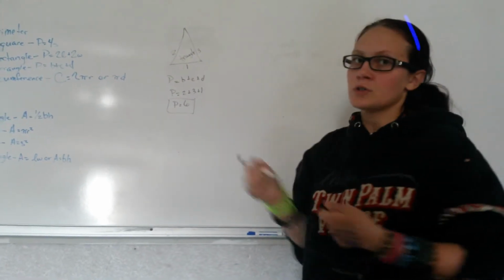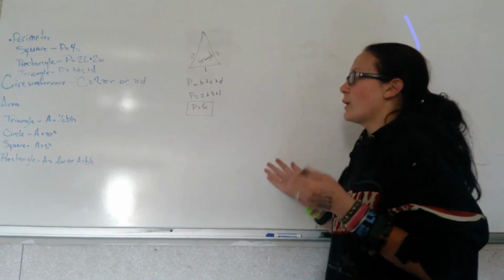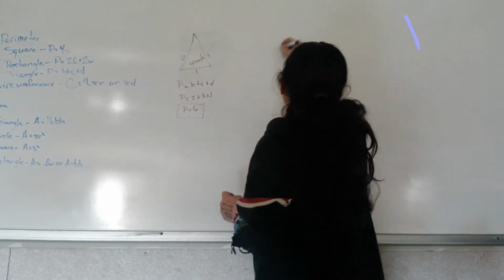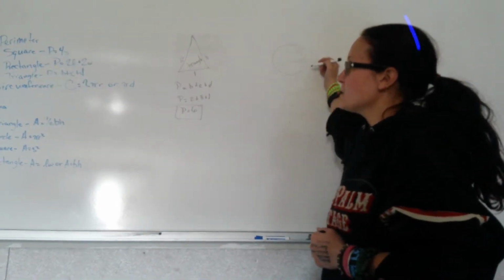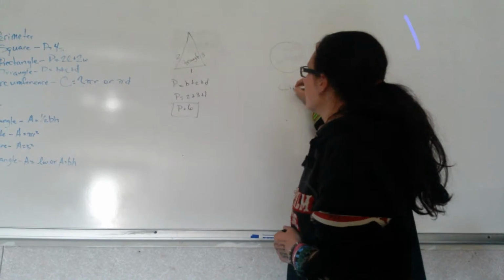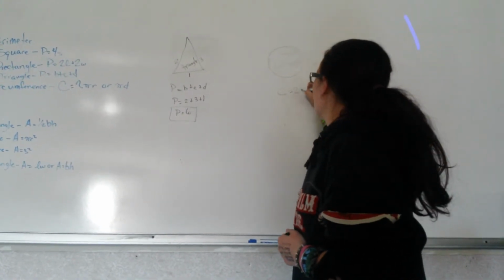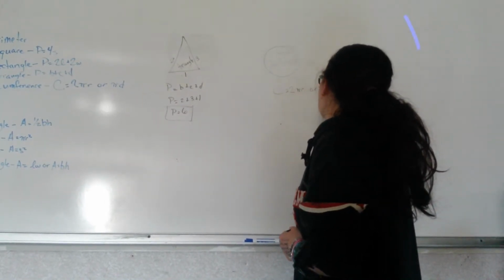Okay, now for circumference, which is basically just the perimeter of a circle. Why do they call it that? I don't care. I don't know why they call it circumference. Okay, to find it, C equals 2 pi r or pi d.